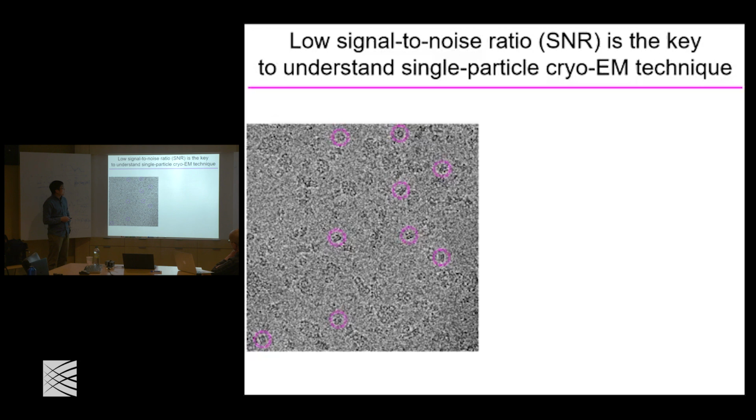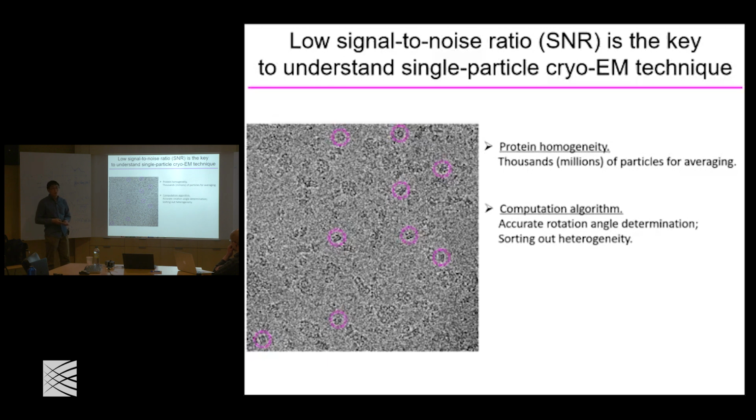I will emphasize that a low signal-to-noise ratio of the cryo-EM image is the key to understanding the whole technique. Why is that? First, that fundamentally determines that we have to care about protein homogeneity, because we have to average thousands, sometimes millions of particles to get the final structure. And the particles have to represent the same conformation, not only the same protein.